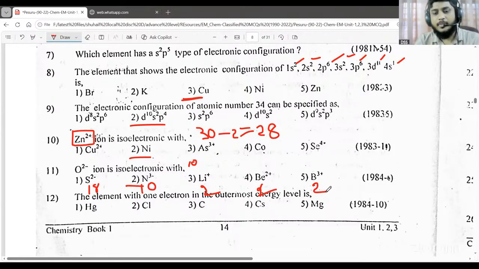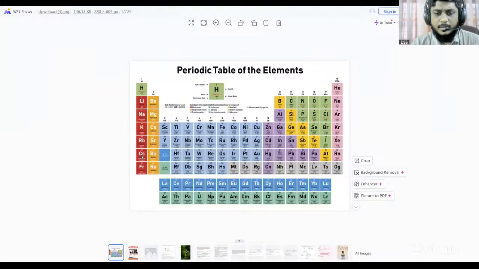The 12th one: the element with 1 electron in the outermost energy level. There should be only 1 electron in the outermost level, so it should be a group 1 element. Out of these, who is group 1? You can see Cs is a group 1 element. You can use the periodic table, no worries. In the first group Cs is here, so Cs is the answer, because only the first group elements have just 1 electron in the outermost shell.